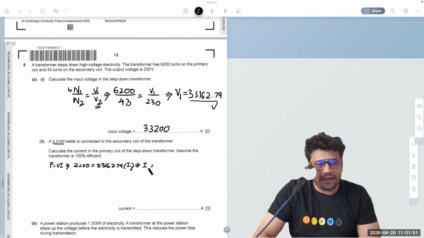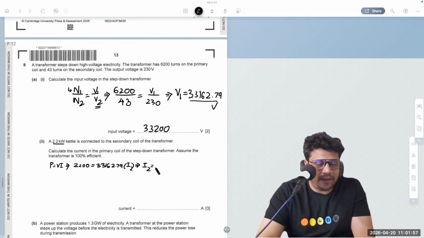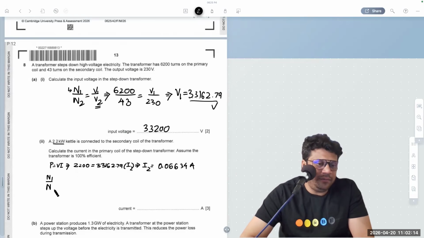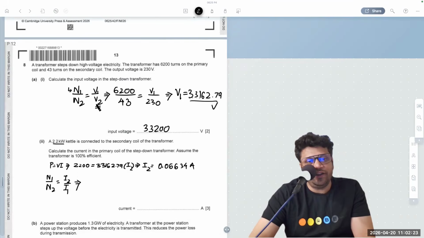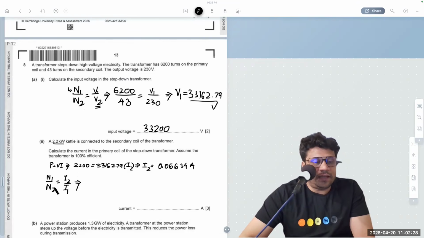Current in the secondary circuit, I2. Okay, let's see. 2200 divided by, so that's 0.06634 amperes. And then I'll use the formula N1 by N2 equals I2 by I1. So there's an inverse kind of relationship. Unlike voltage, N1, V1, N2, V2, here you're going to have N1, N2, I2, I1. So that's an inverse kind of thing. That's something you want to remember. And then we're going to fill up the values.